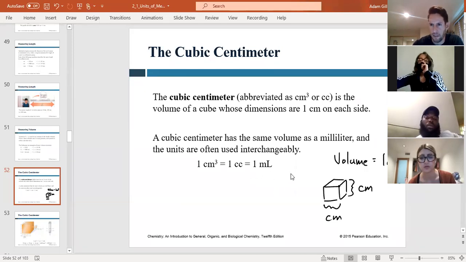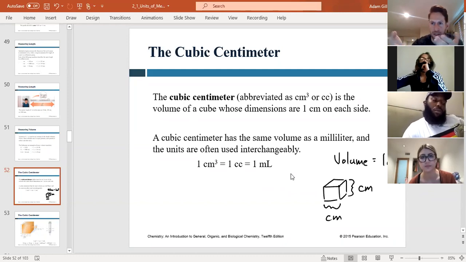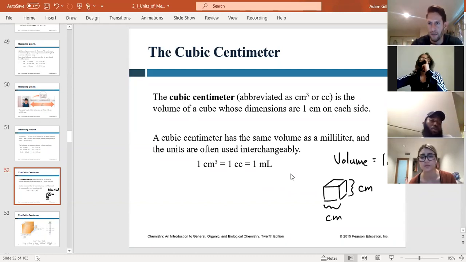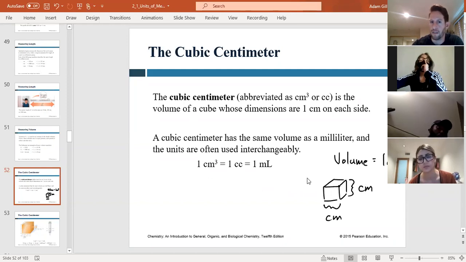And so that's why the metric system is cool, because your lengths directly convert to volumes, whereas in the English system, we use feet and inches, but then we use ounces. And there's no conversion that makes sense between feet and inches and ounces. It's like they're totally different scales. Whereas in the metric system, volume and length are directly correlated.